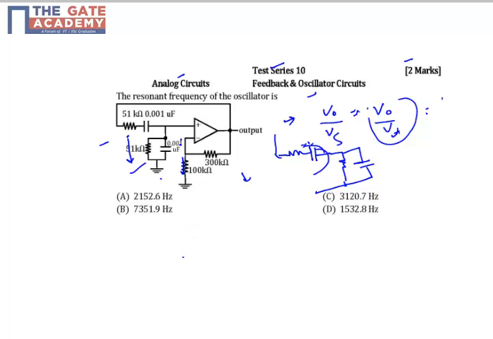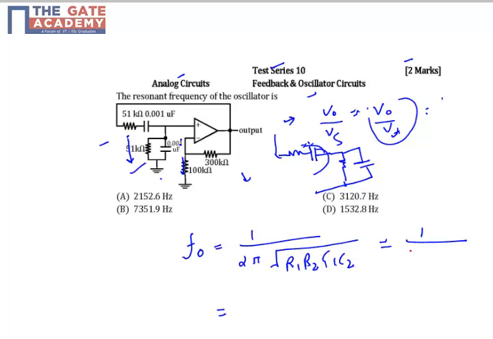So in case of Wien bridge oscillator, you know that your resonance frequency is 1 upon 2 pi under root of R1 R2 C1 C2. So here my R1 and R2 are the same, which is 51k and 51k, and C is also the same, which is 0.001 microfarad. So my expression will change to 1 upon 2 pi RC. So the answer will be 1 upon 2 pi into R, 51 into 10 raised to the power 3, into C, 0.001 into 10 raised to the power minus 6.